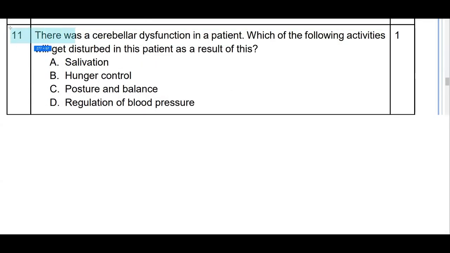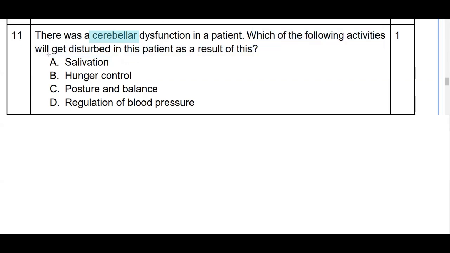Question number 11 says there was a cerebellar dysfunction. That means there is a problem with the cerebellum, right? The cerebellum is a part of the hindbrain. Which of the following activities will get disturbed in the patient as a result of this?